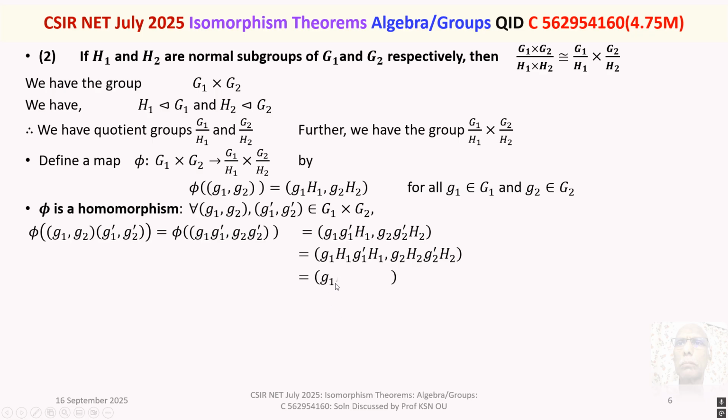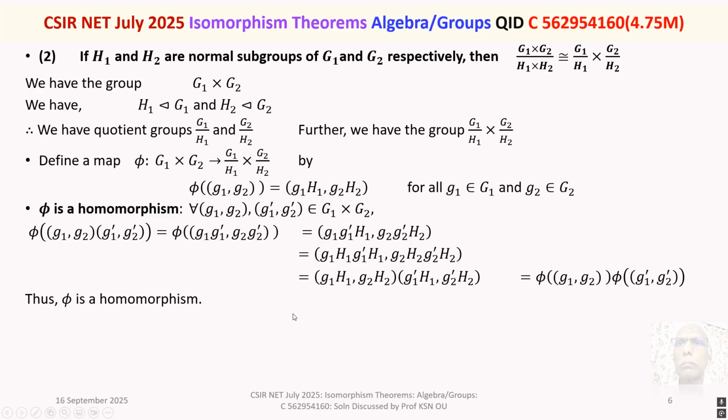Now separate them, the product in G1/H1 cross G2/H2. So it will be the ordered pair (g1 H1, g2 H2), the left cosets, multiplied by (g1' H1, g2' H2). And the first one is phi of (g1, g2), the second one is phi of (g1', g2'). Thus phi is a homomorphism.